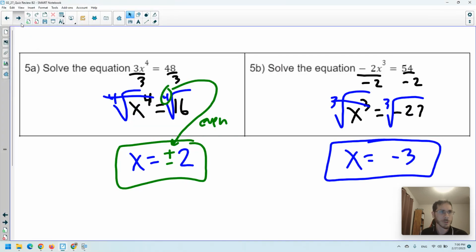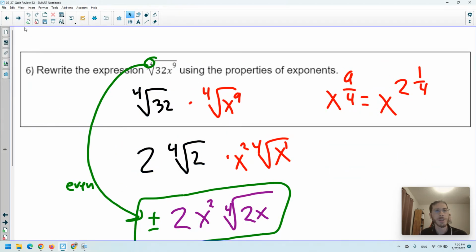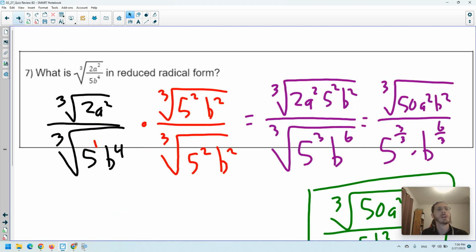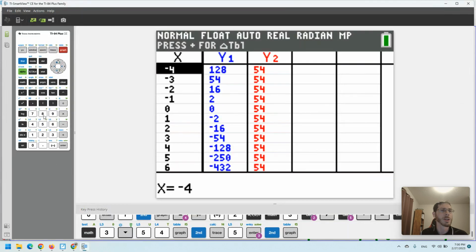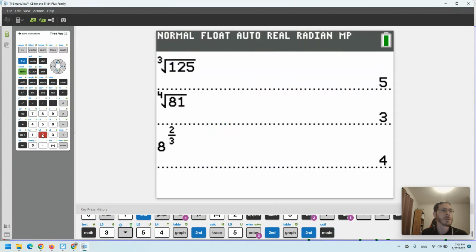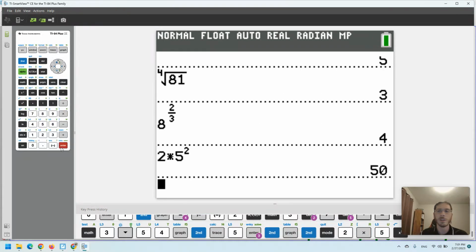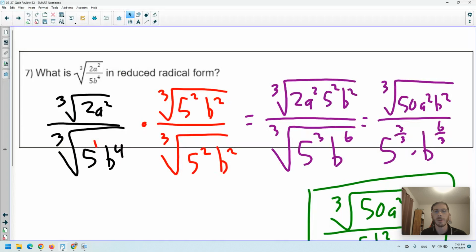For 6, that's just another 4th root. Nothing much there. For 7, we really can't do much trying to simplify this one. At best, we could do 2 times 5 squared, and we can just do that in the normal screen. So let's second quit. 2 times 5 squared. That's where the 50 comes from. I know somebody asked about that in class as well, so we'll just go over that real quick.